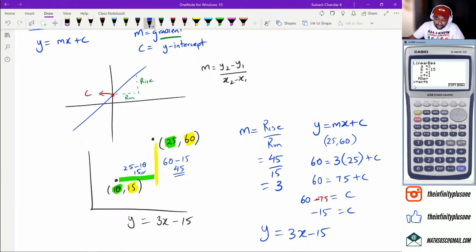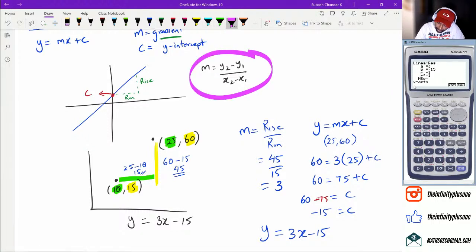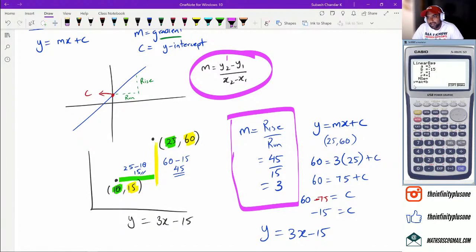I actually found a question. How do you find the gradient? To find the gradient, it's this process right here. It's just rise over run, looking at how much the y has changed by divided by how much x is changing by. Cool, so that's one idea with straight lines.